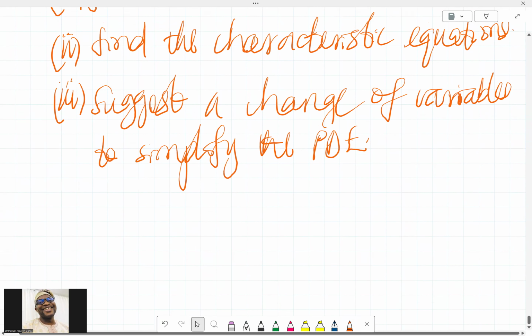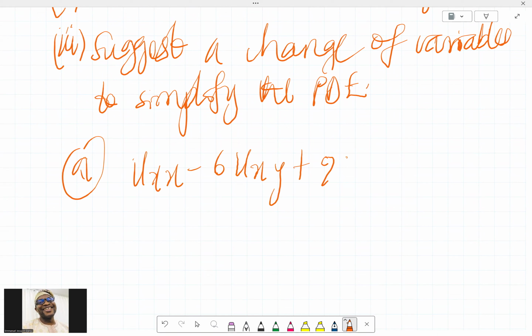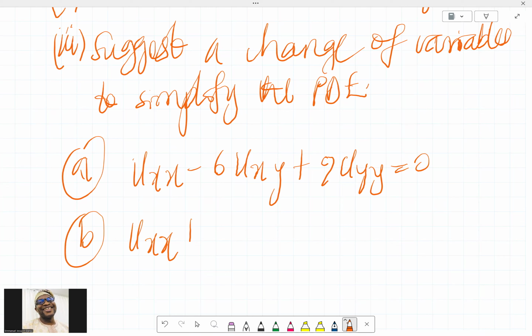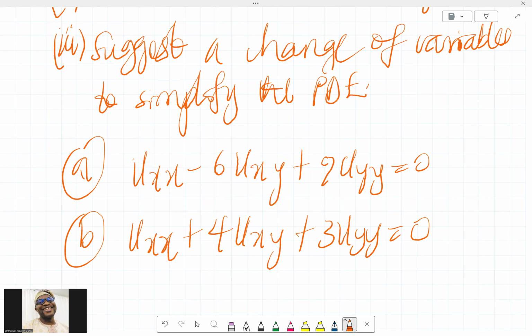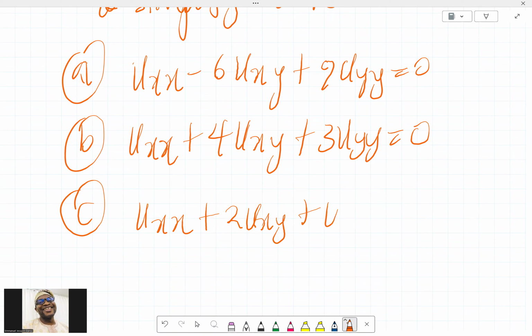And which PDEs are you talking about? The following. The first one, you have u_xx minus 6u_xy plus 9u_yy equals 0. Then B, you have u_xx plus 4u_xy plus 3u_yy equals 0. You also have this u_xx plus 2u_xy. And usually the reason why we do this is once it's in a form where it doesn't have mixed derivatives. So that's how this is. It's been a lengthy one and it's fine. So be sure to try this out.